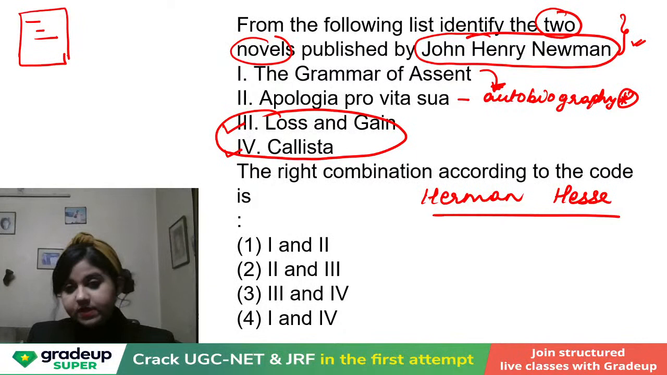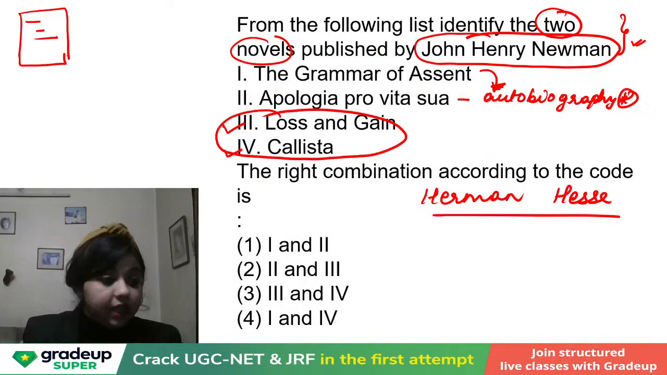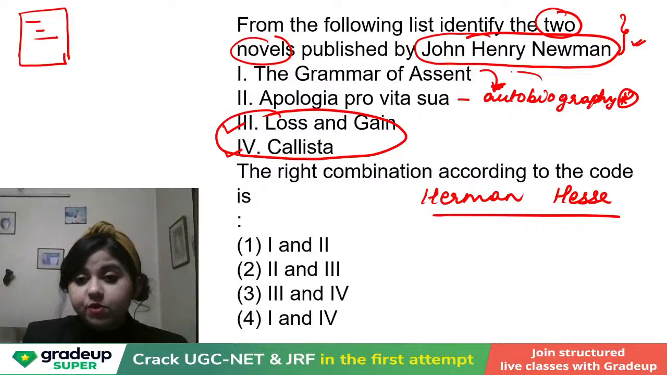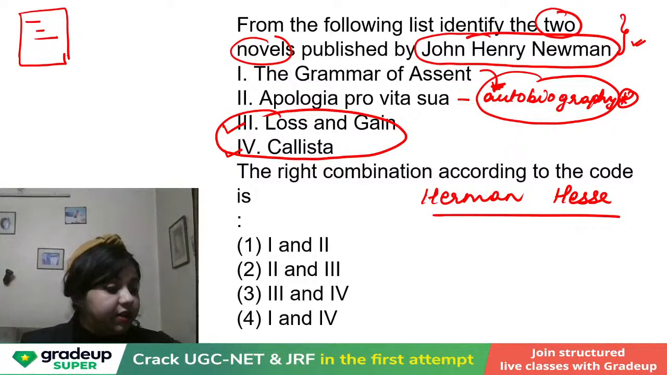Of course, Hermann Hesse is not a religious writer, but John Henry Newman was a cardinal. He was a religious writer. He had to talk about his feelings about religion. What did he understand when we are talking about religion? So that is important. Do keep this aspect in mind: a lot of these religious writers are actually engaging in writing autobiographical works. That is something you have to keep in mind.